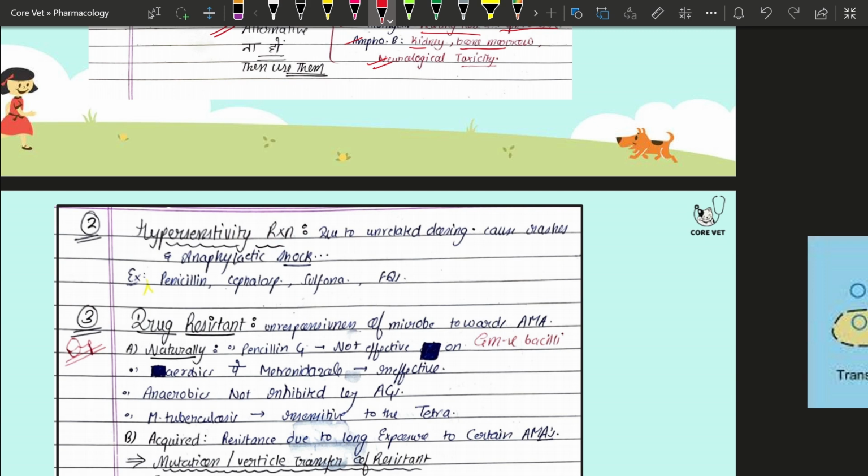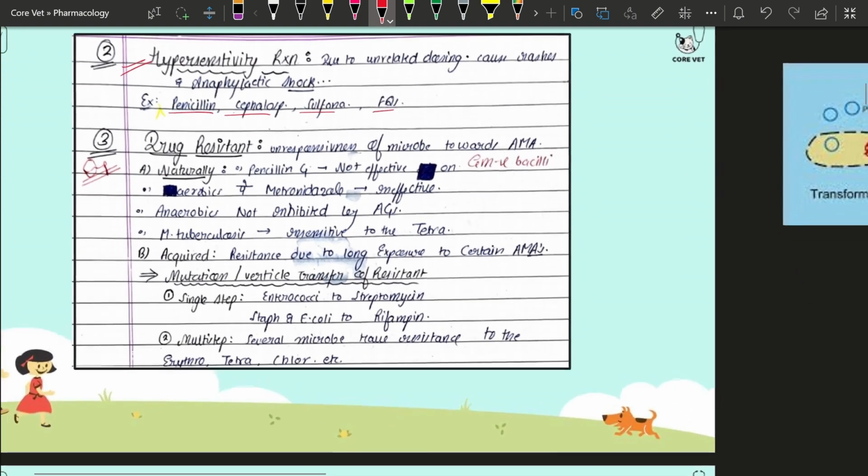Now coming on to the second, which is the hypersensitivity. So there are certain drugs on application of which you can observe hypersensitivity reactions, like with penicillin, cephalosporin, sulfonamides and the fluoroquinolones, where an allergic reaction or an anaphylactic shock could occur. There could be rashes. Okay, so these hypersensitivity reactions could be produced after the application of a certain drug like the penicillin, cephalosporin, sulfonamide and the fluoroquinolones.